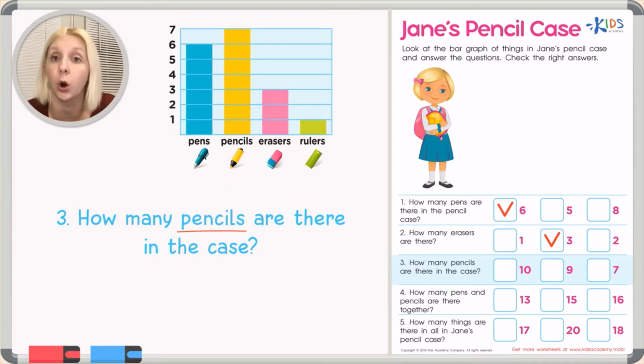We're just going to look at our bar graph. Where does the top of this bar go up to? It goes all the way up to the number 7, right? So that's our correct answer. So we're going to come down here. We've got 10, 9, there it is, 7 right here.